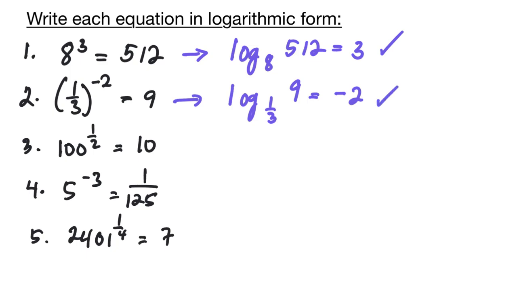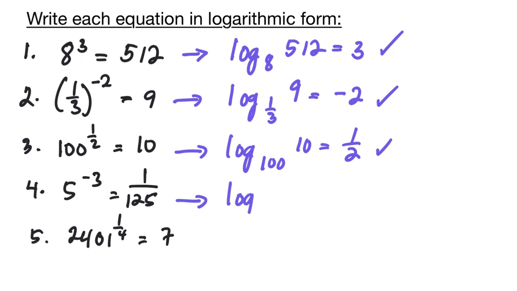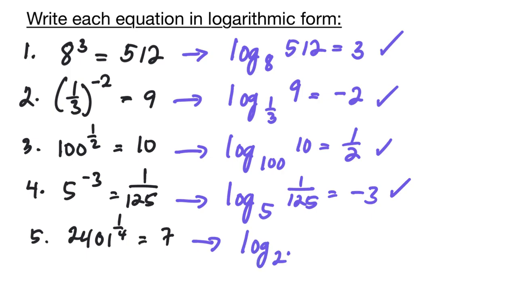Number 3, 100 raised to 1/2 is equal to 10. Now in logarithm, our base here is 100, and our y is 10, is equal to 1/2. Number 4, that's going to give you the logarithm. Our base here is 5, 1/125 is equal to negative 3. Last but not the least, here our base is going to give you 7 is equal to 1/4.